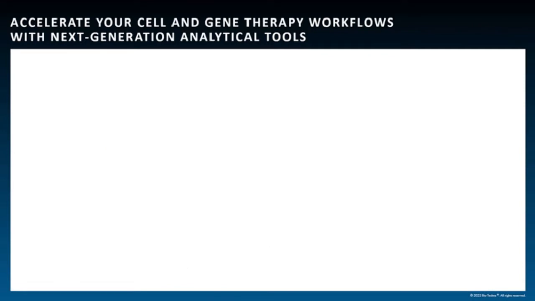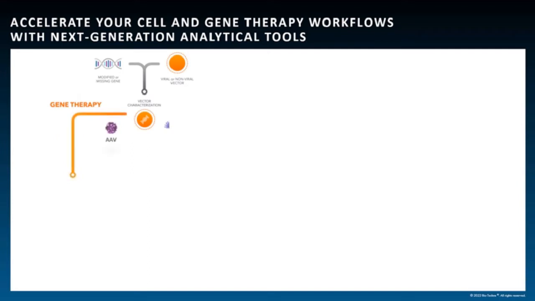I'm here to talk about how we can accelerate your cell and gene therapy workflows with next-generation analytical tools. Let's start by taking a look at a generic cell and gene therapy workflow to orient ourselves. Starting with a viral vector and gene of interest, a targeted viral vector is composed. This assembled viral vector requires characterization for various qualities, as we will discuss today. For gene therapy, where viruses like AAVs are used for in vivo delivery, the next step is gene transfer assessment and then patient delivery.